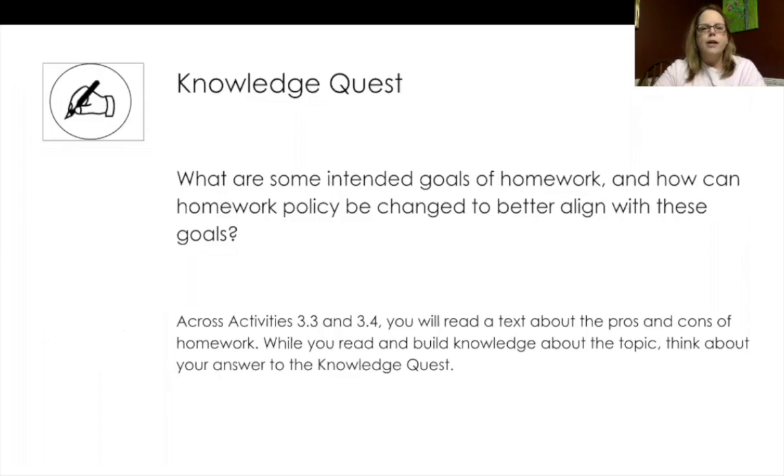All right, Friday's question. So this was where you needed to write a paragraph. Okay, and it said, what are some intended goals of homework and how can homework policy be changed to better align with these goals? Okay, and it told you in the instructions to write a paragraph.